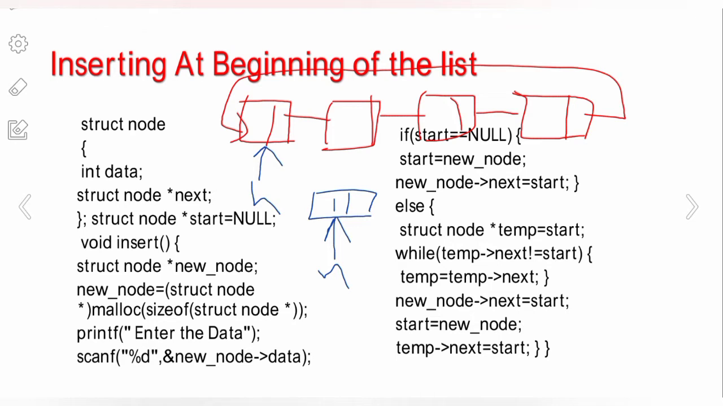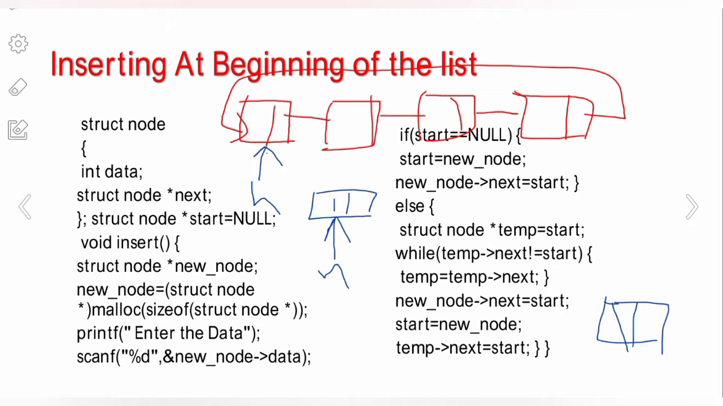If start equals null, then start equals new node. The start means here the header value. So if the header value equals null, then head will be the new node. That means if there are no nodes in the linked list, it will become the new node.